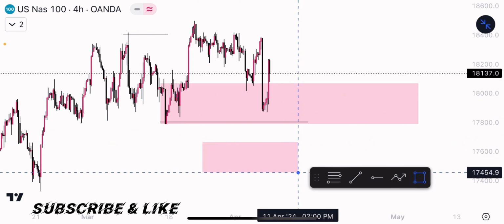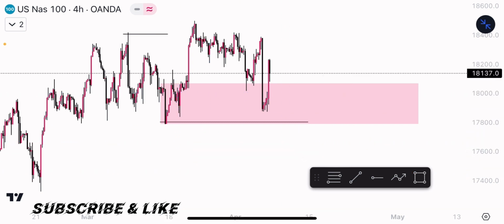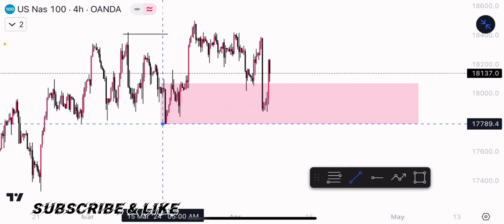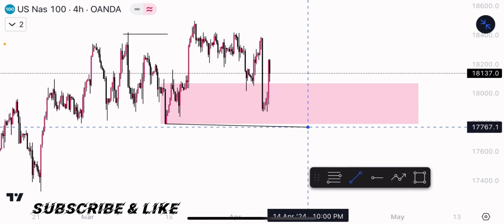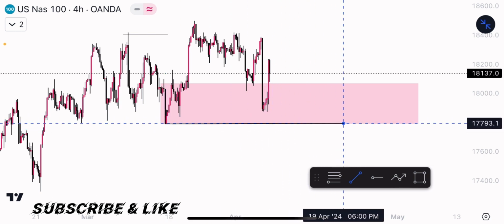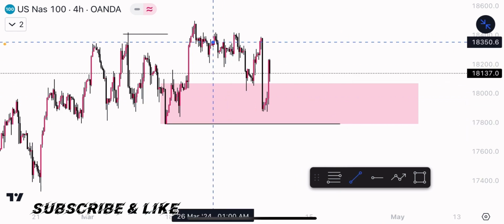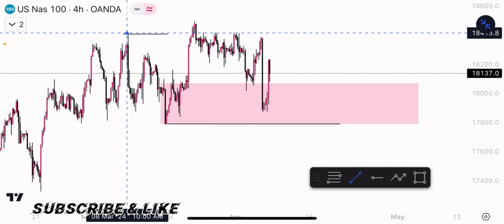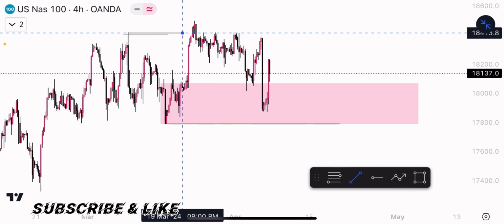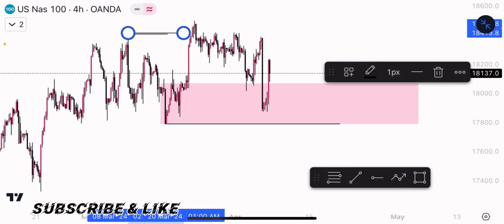Let me delete this. You can just draw this perfectly well. This is the low, more like an equal low, so I still expect the market to push back down and take this low. Let's see what happens. At least we are still following the trend at the moment.